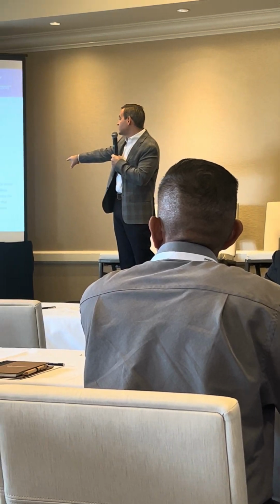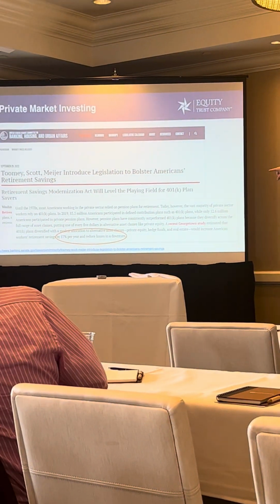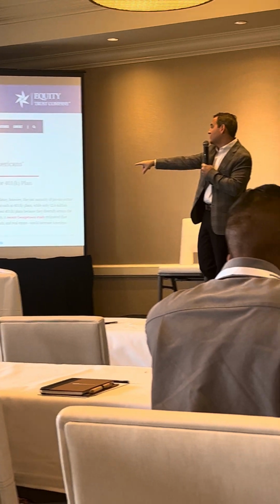A recent Georgetown study estimated that 401k plans diversified with a modest allocation to alternative asset classes, private equity, hedge funds, and real estate. It says real estate. No, there's a lot of real estate syndications there. Would increase American workers' retirement savings by 17% per year and reduce losses in a downturn.